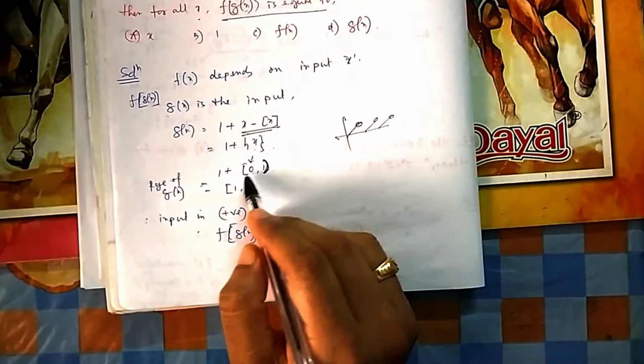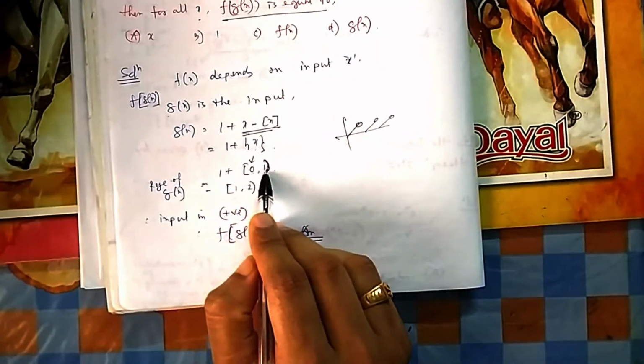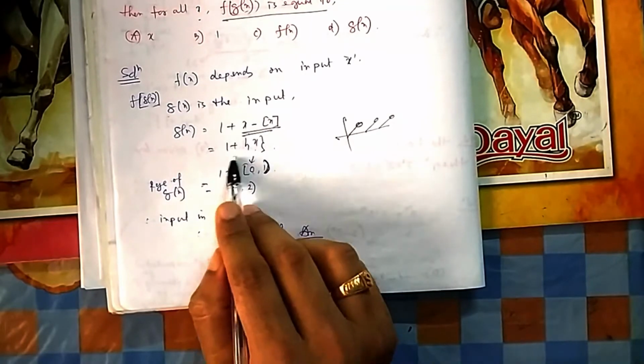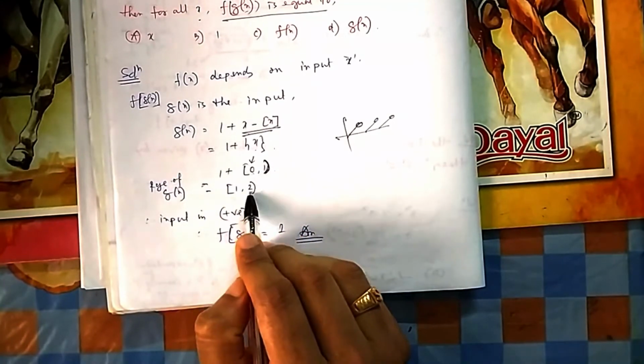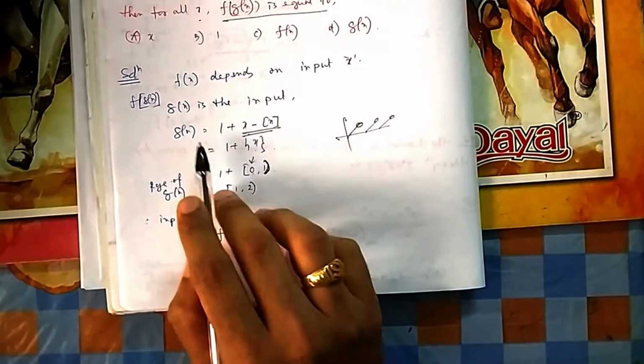Sawtooth function. So the output of this g(x) will be 1 plus this range. This range is from 0 to 1, so it can go up to 1 or maximum 2. It will never reach 2, but it will go near to 2. So this is the output of g(x).